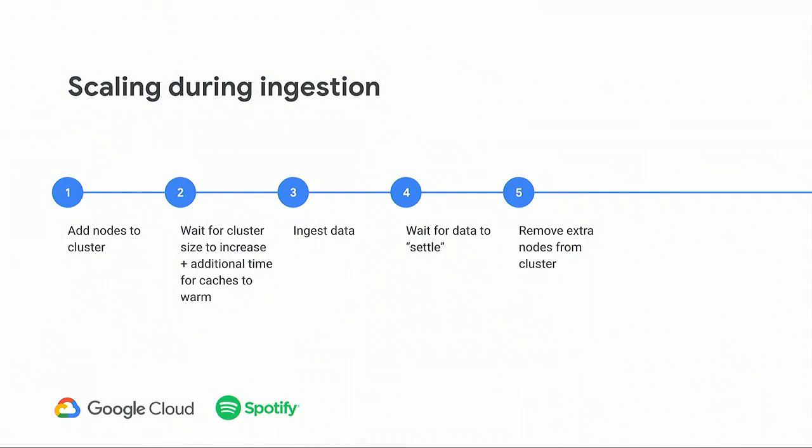So in a timeline, this is what this looks like. We add nodes to the cluster. We'll wait for the cluster size to increase, wait for some additional time for caches to warm and things like that. We'll ingest data all at the maximum speed we possibly can, and then wait for that data to settle. And once that's done, we'll remove those extra nodes to the cluster to keep our costs low. And this solution tends to work fairly well.